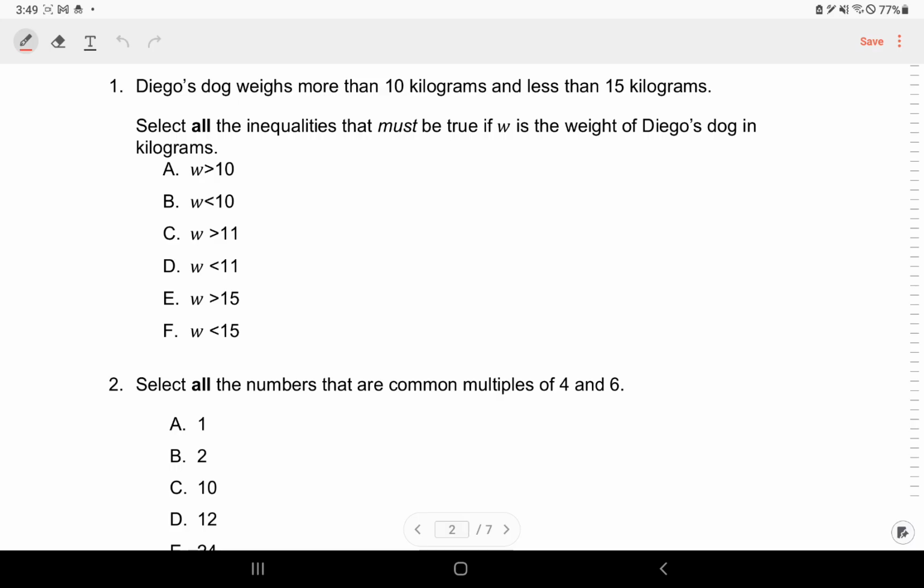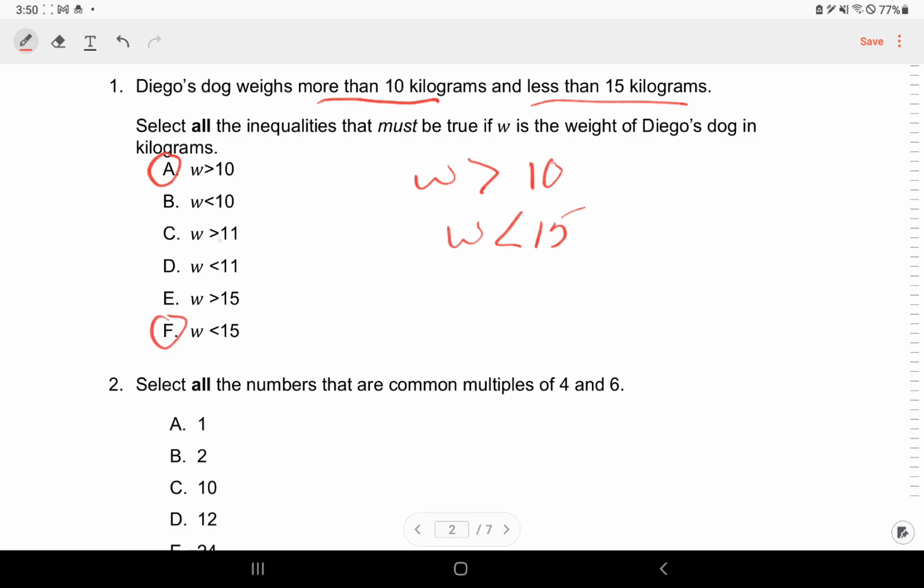So Diego's dog weighs more than 10 kilograms and less than 15 kilograms. Select all the inequalities that must be true if W is the weight of the dog. More than 10 kilograms means W is bigger than 10, and less than 15 means the weight is less than 15.